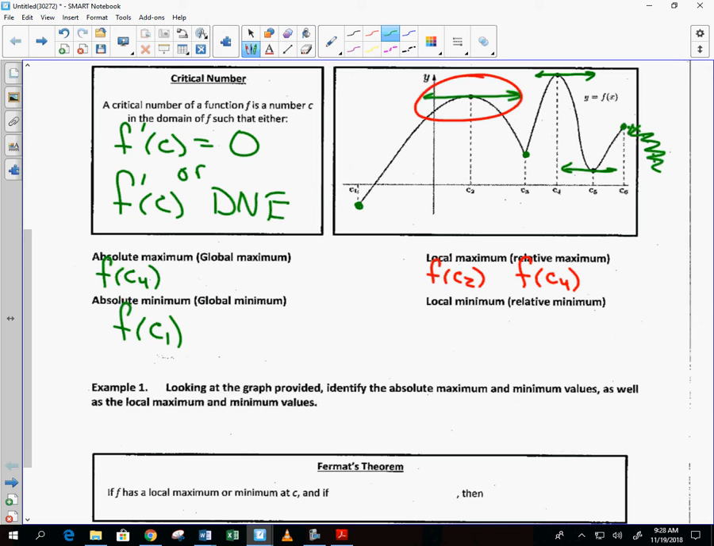So the local minimum is, you can see right here, f of c sub 3. That's going to be a local minimum. What's the other spot I have a local minimum?